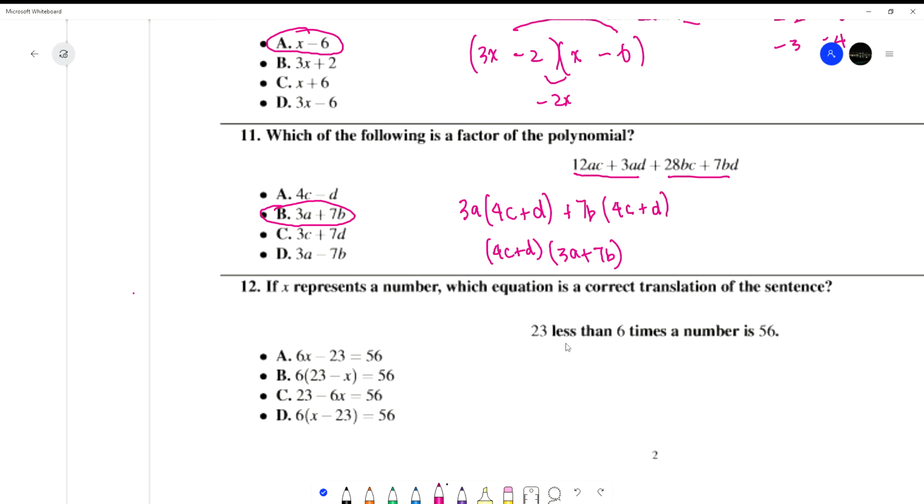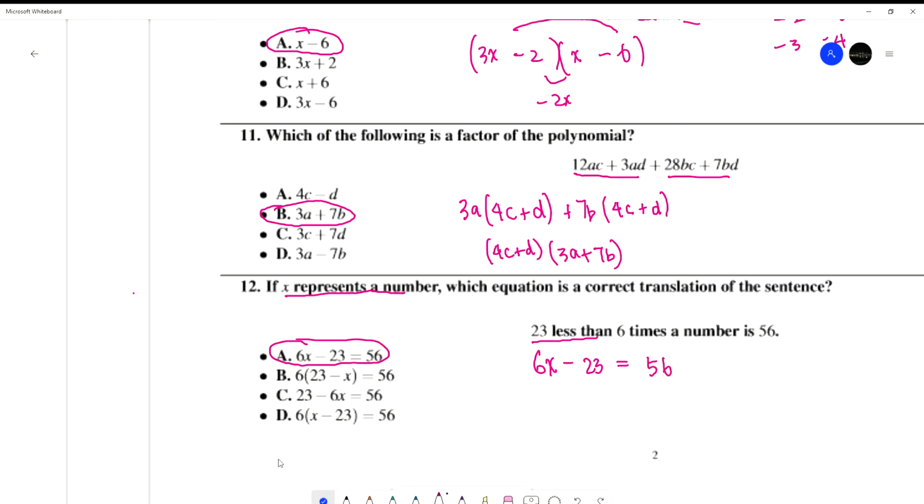Number 12, this is the same one that they always give. You see x represents a number, so it's 6 times a number, right? 6 times a number, and then 23 less than that means it comes after the 6x. That's what you're probably forgetting. You're probably doing 23 minus 6x, which is the most common mistake students make. But 23 less than means I have something, but 23 less than that something, right? And then the is the equal sign, 56. So that's A.